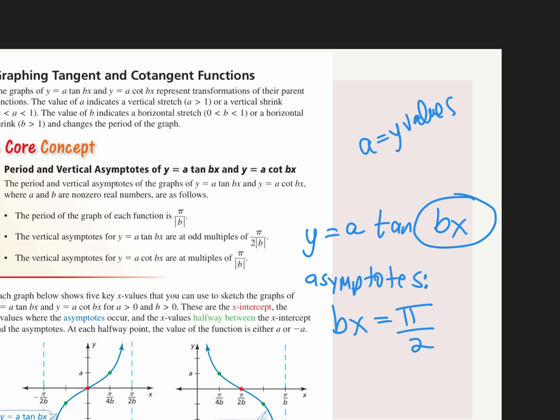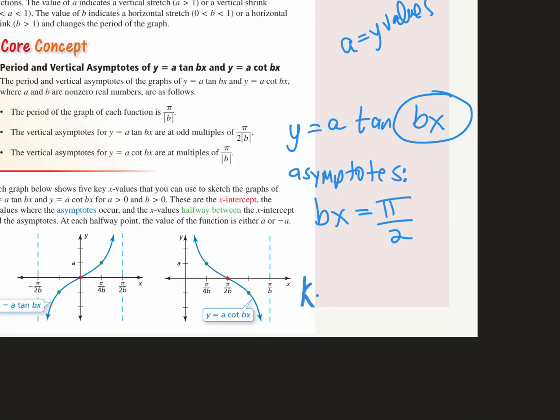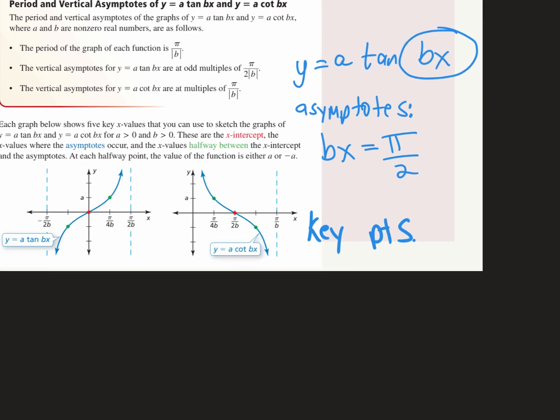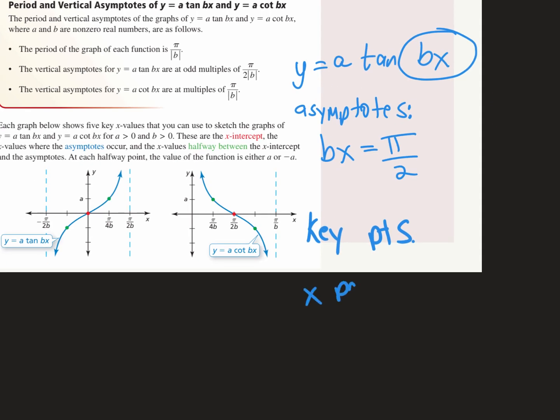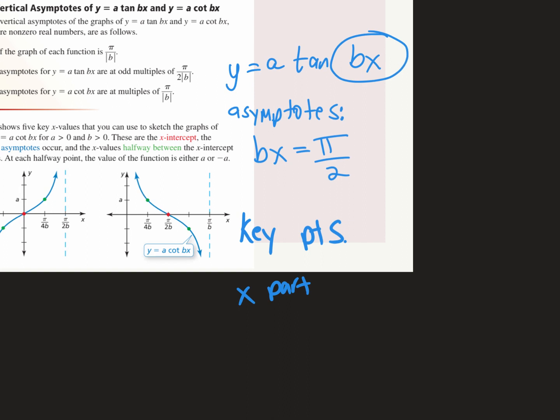After you find your asymptotes, you need to find key points. The way we're going to find our key points, and this will all make more sense in a second: to find the x part of your key point, you take your asymptote and multiply it by 1/2. The y part is your amplitude.